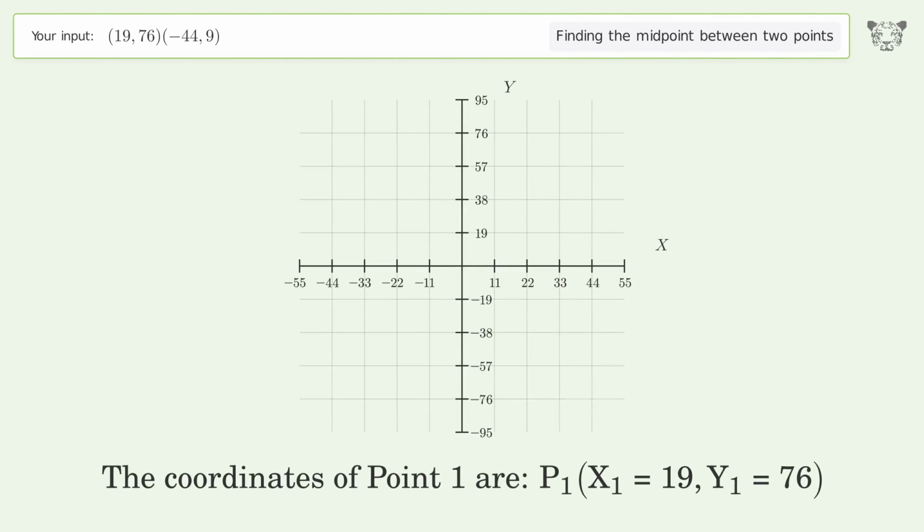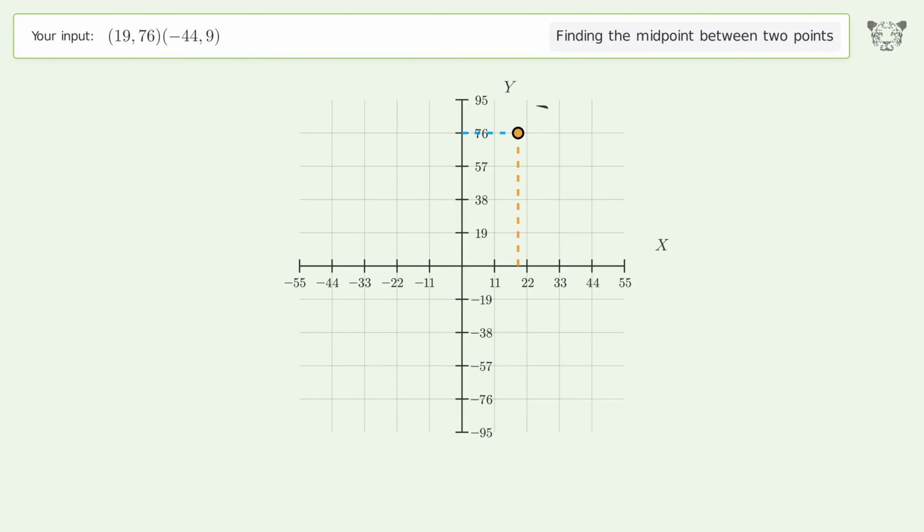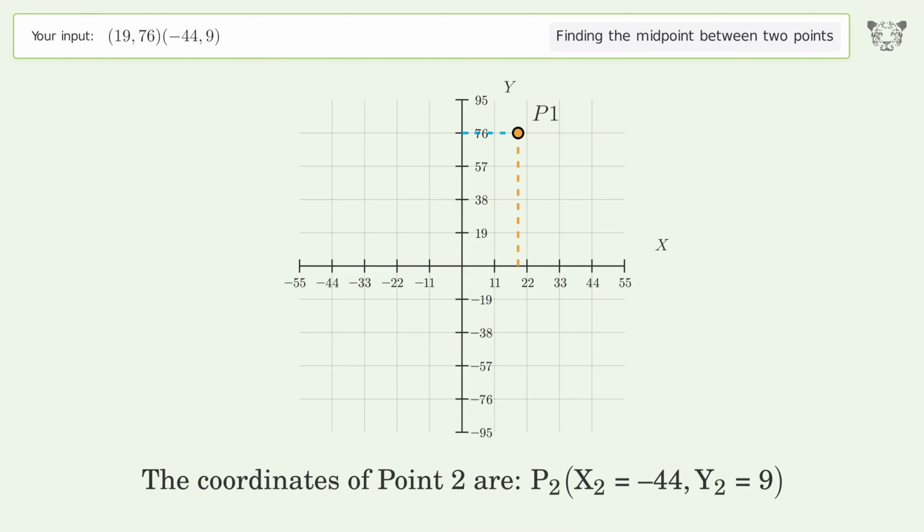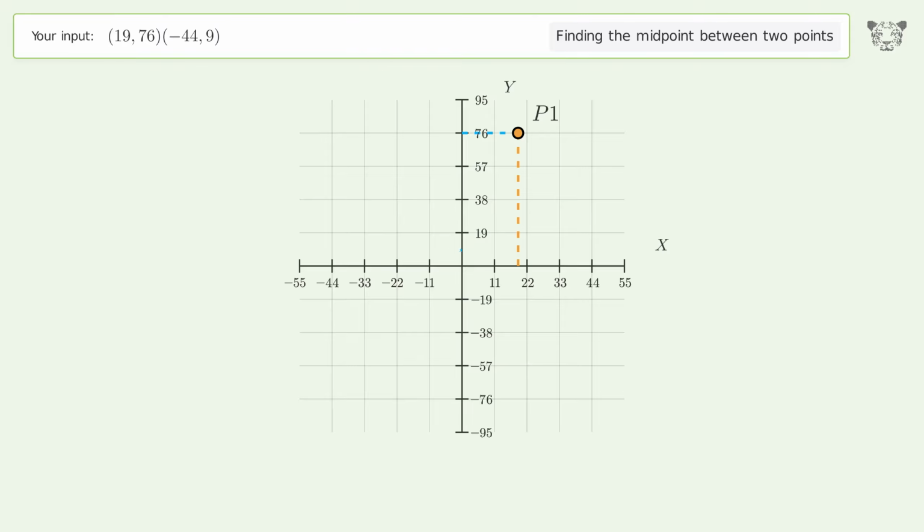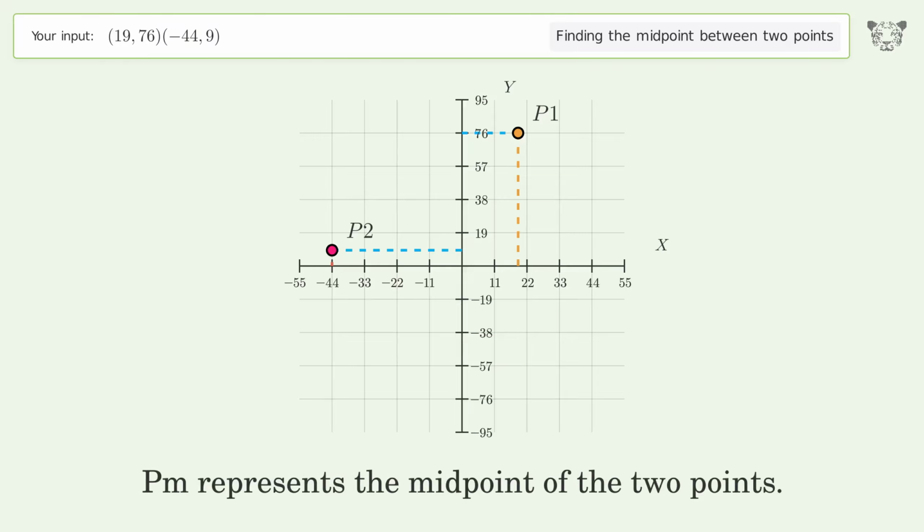The coordinates of point 1 are, x1 equals 19, y1 equals 76. The coordinates of point 2 are, x2 equals negative 44, y2 equals 9. PM represents the midpoint of the 2 points.